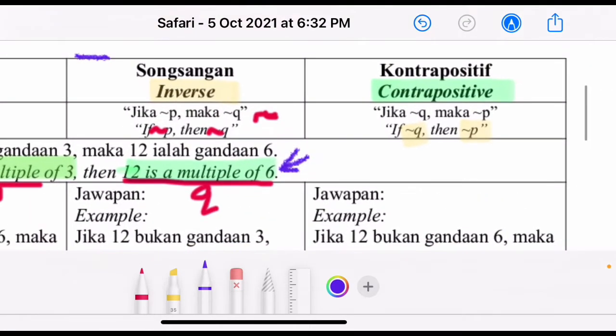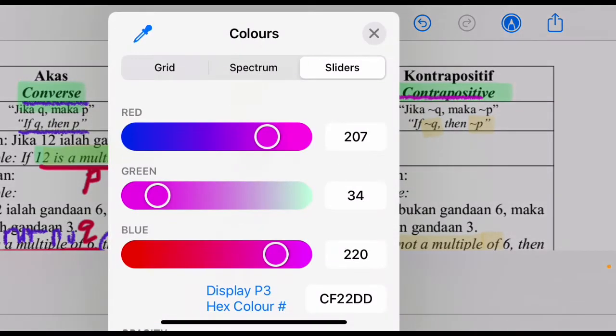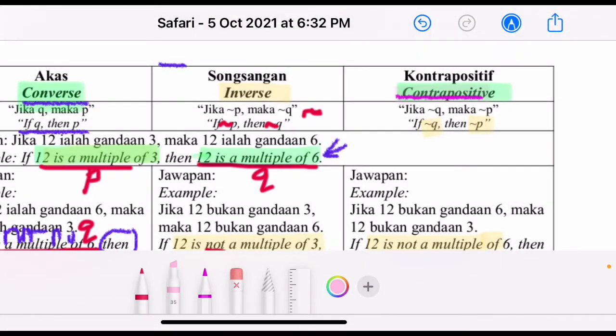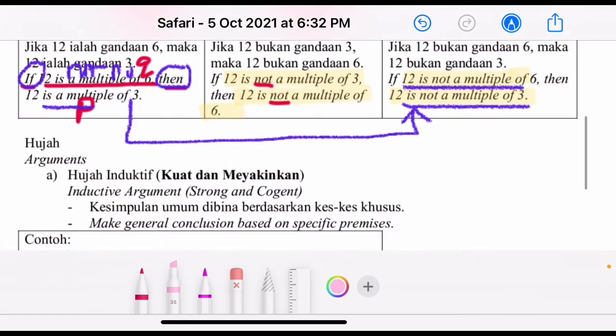So I have highlighted to you the three types: converse, inverse and contrapositive. Make sure you understand and memorize the concept of the contrapositive. Contrapositive is the negation of the converse. That's all for my revision on contrapositive, converse, and also inverse.